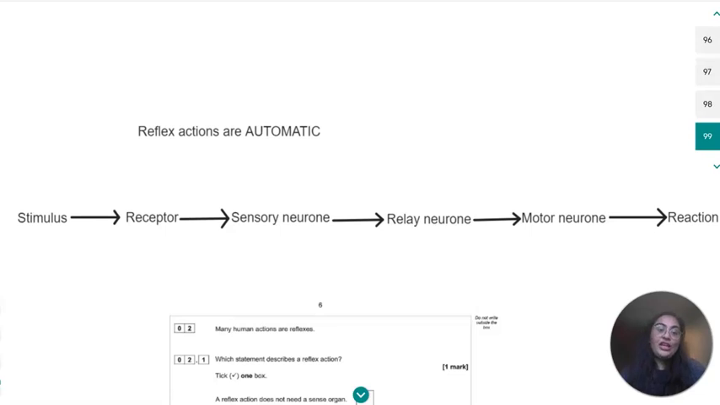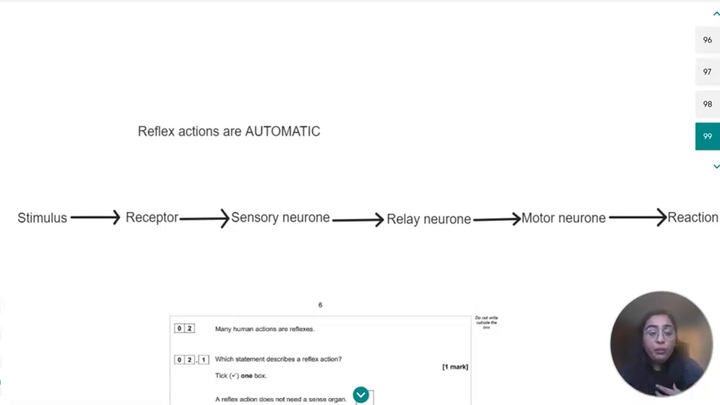Reflex actions are fast, automatic responses that our body creates to protect us against danger. These are usually brought about by a dangerous item or a dangerous occurrence in our lives. So something like a flame. If I was to hold my hand over a flame, that's a dangerous situation. So our body's reaction needs to be fast because it needs to protect us against getting burnt, getting hurt.